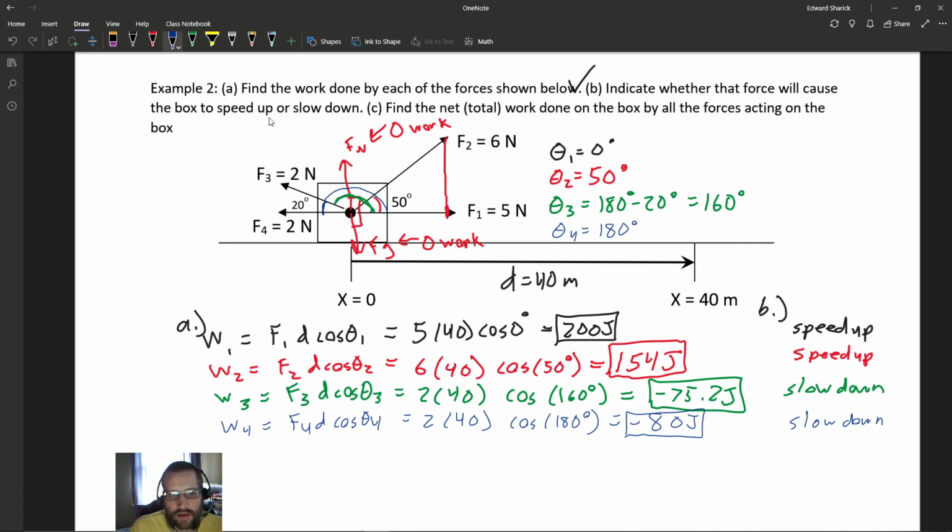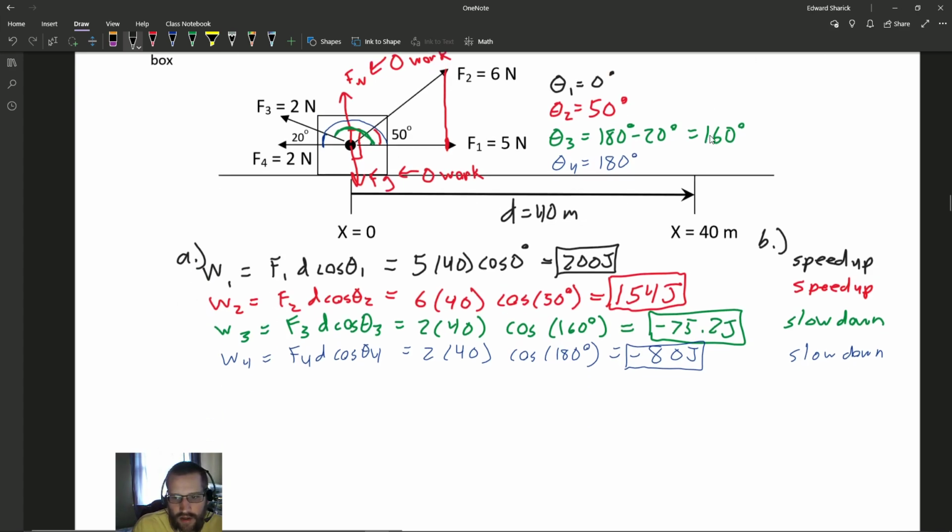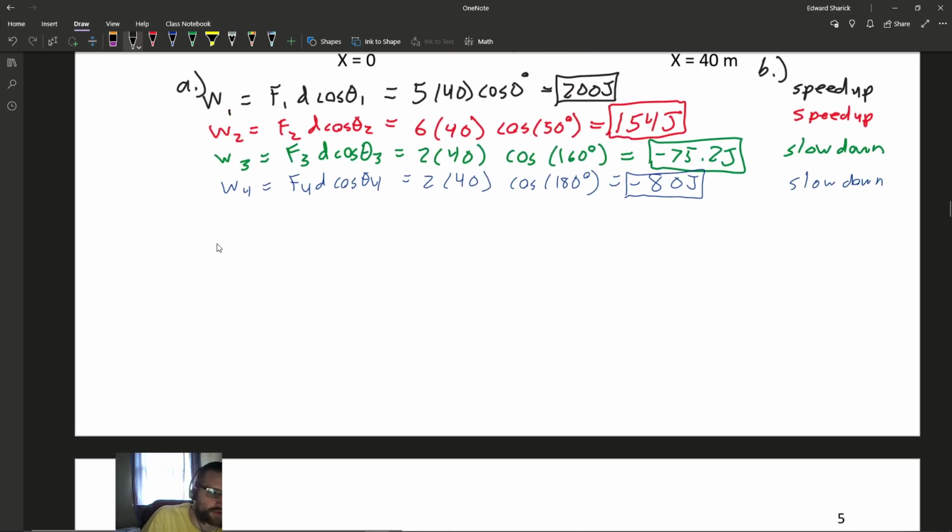All right, so that's part B. We can check that one off. And then finally, find the net work. So we haven't talked about this concept yet, but we've talked about net force. And net force was the total force. Net work is the same thing. It's the total work done on the box by all the forces acting on the box. So in part C, all we have to do is add up each of the works.